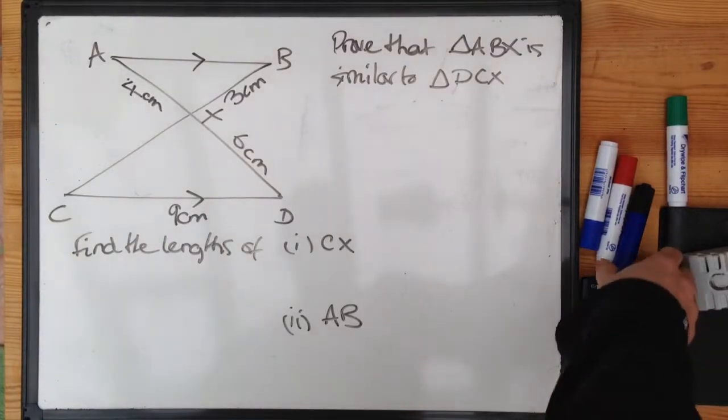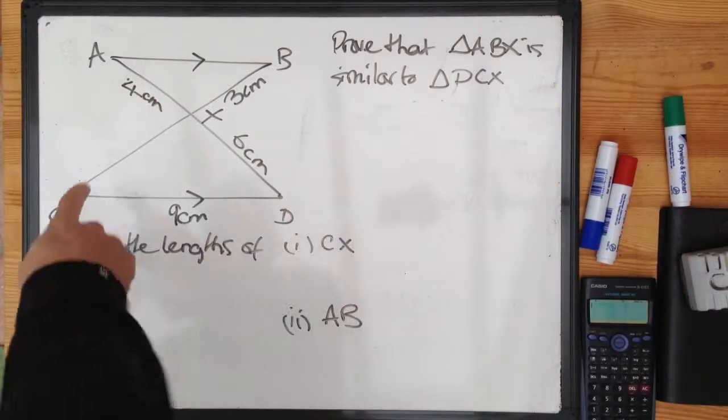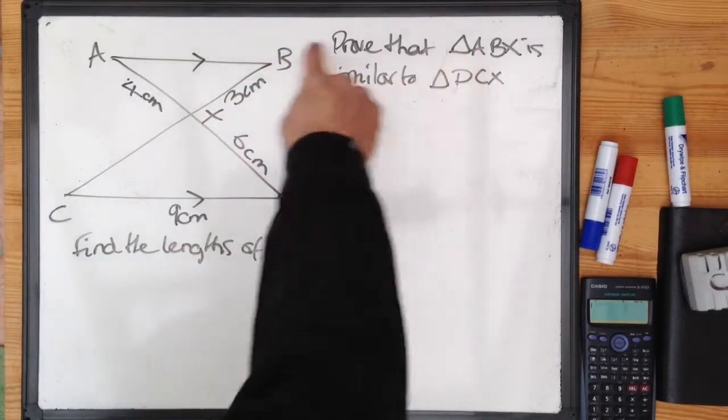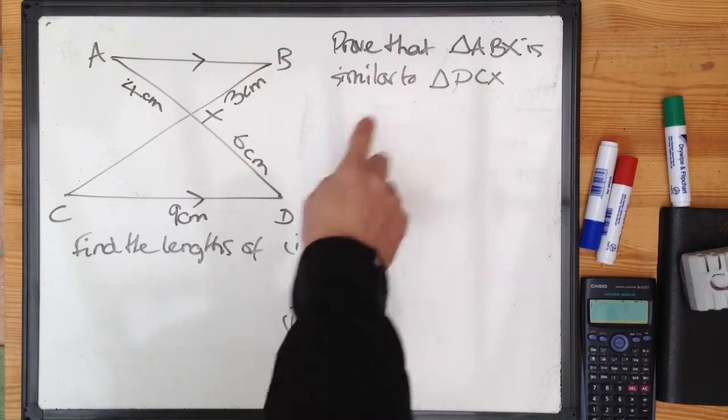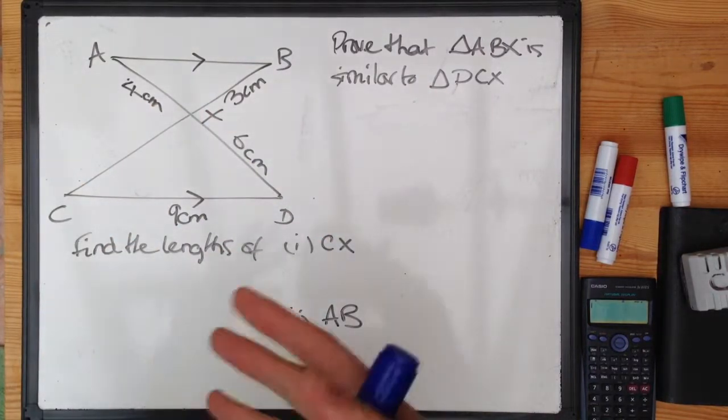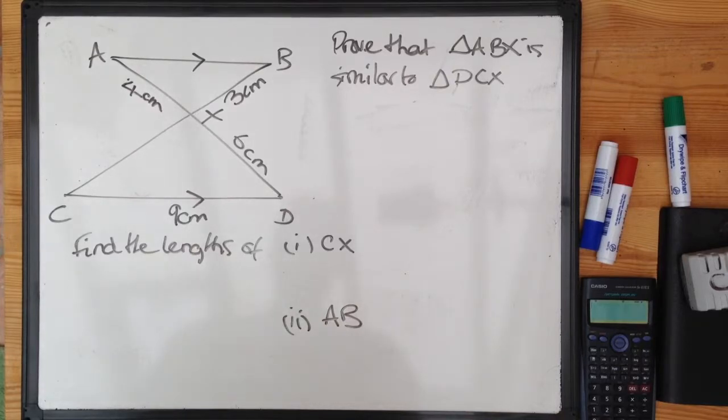Right, similar triangles question. We have this shape here. AB is parallel to CD. The first thing we need to do is prove that triangle ABX is similar to triangle DCX. If two triangles are similar, then one is just an enlargement of the other one, which means that the angles in the first triangle must be the same as the angles in the second triangle.